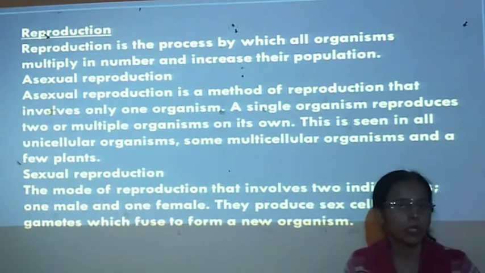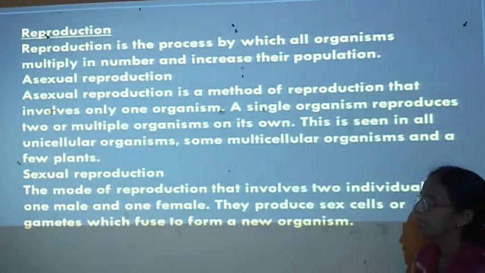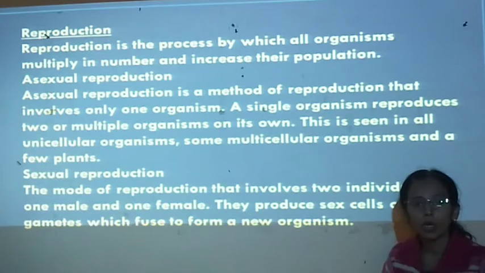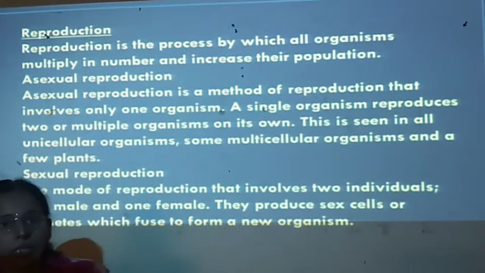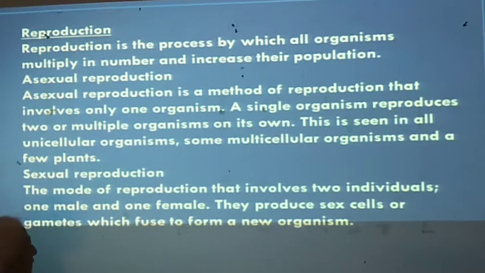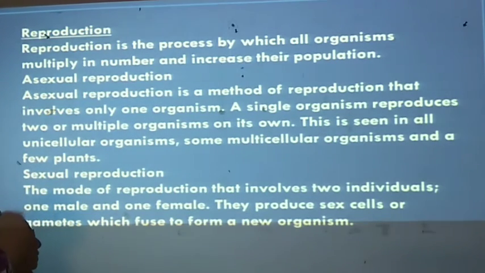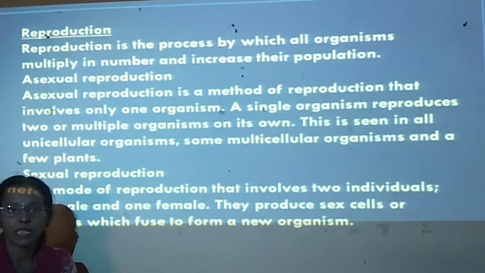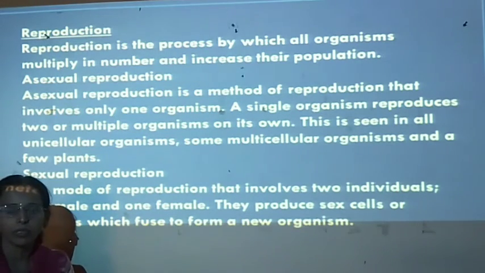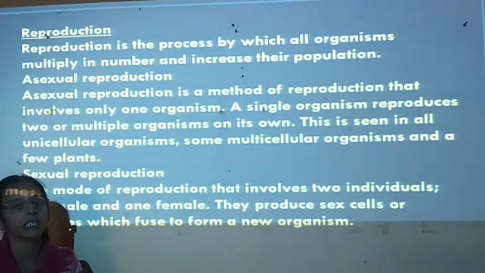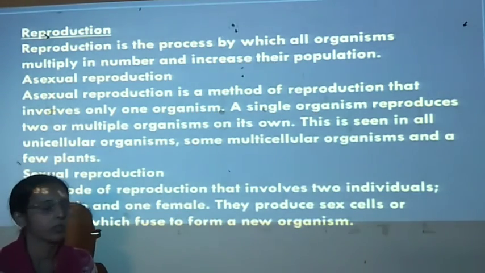Asexual reproduction means only one single organism takes part in production of the new organism. In sexual reproduction, two organisms, male and female, are needed, and they produce specific gametes: the male organism produces the male gamete and the female organism produces the female gamete. When they fuse, firstly they produce the zygote, which divides and redivides to produce the embryo, and from the embryo, development takes place to produce the new organism.